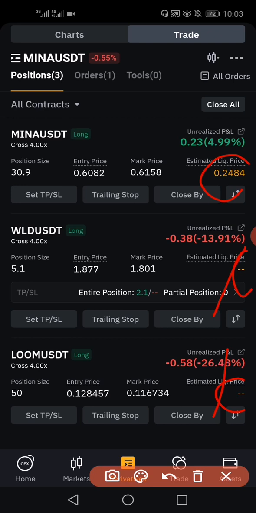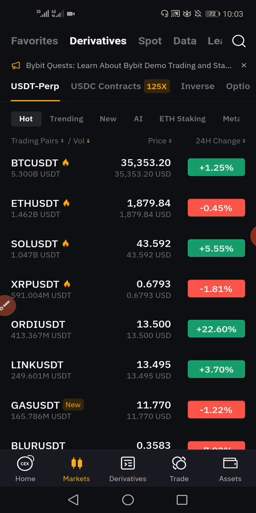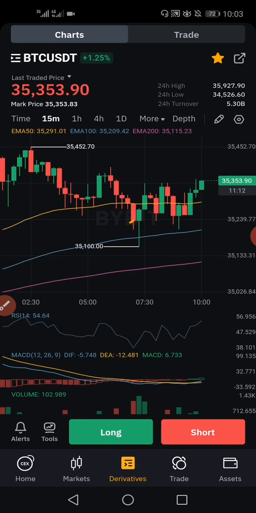Now how do you place a trade? Before you place a trade in futures, one thing you have to do is first of all determine which direction Bitcoin is going. If you go to market, you see BTC. Bitcoin yesterday was around 34,000, below 35,000 rather, but suddenly it pumped.